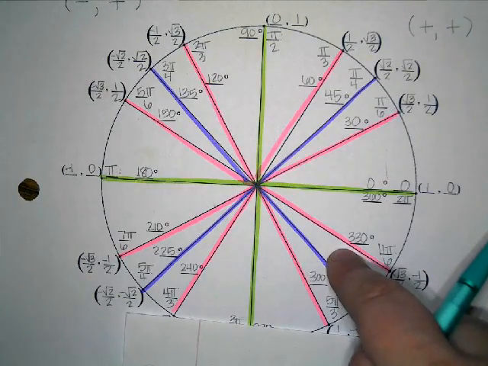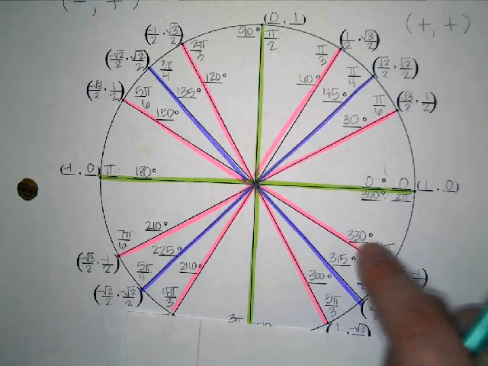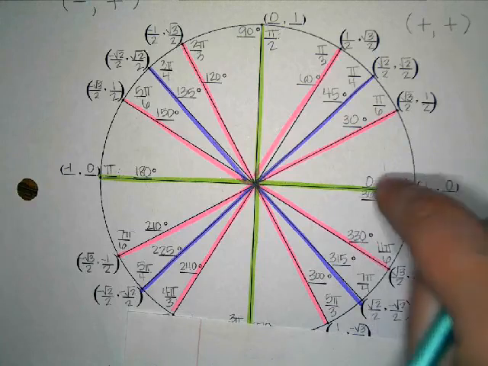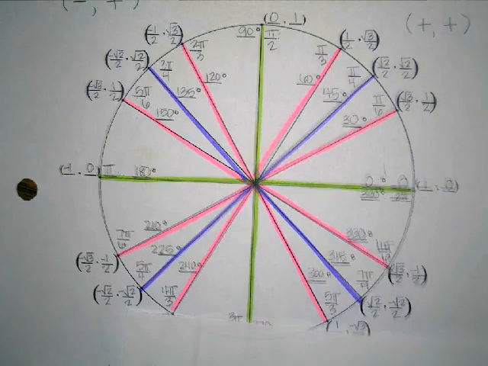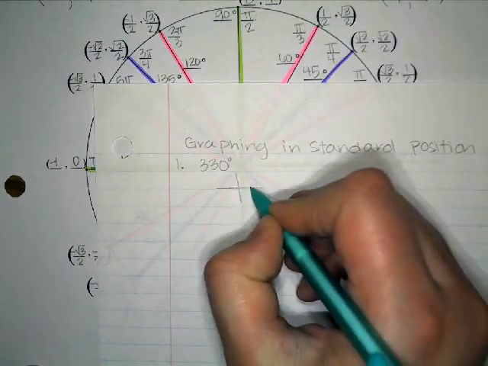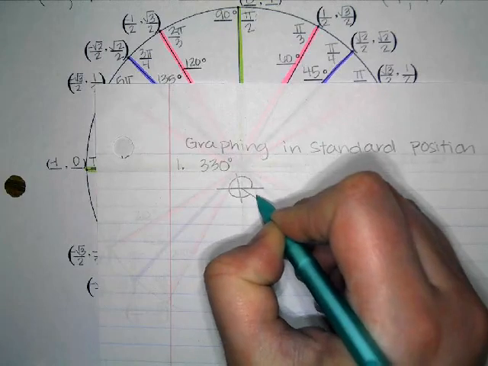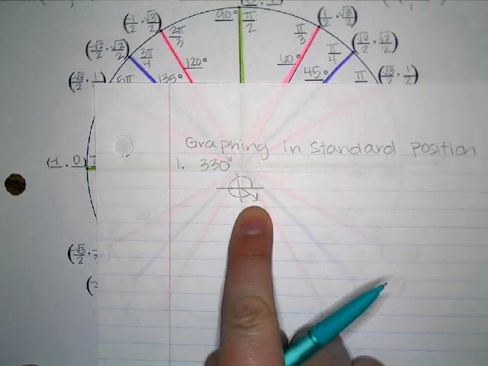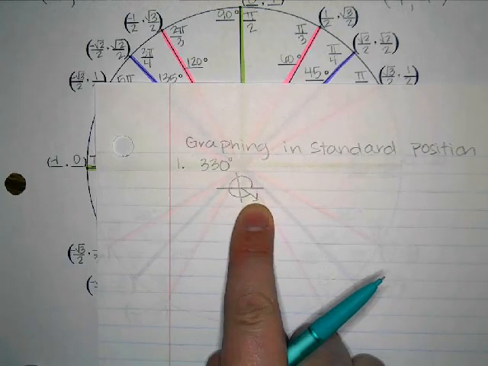So if I'm going to do a 330 degree angle, I'm going to start at 0 and go all the way around to 330 degrees, and that's how I would draw my angle. So I'm going to say that a 330 degree angle is approximately like this. It doesn't have to be perfect. Mine might be a little bit closer to 315 degrees if we're going to be honest, but that's about right.